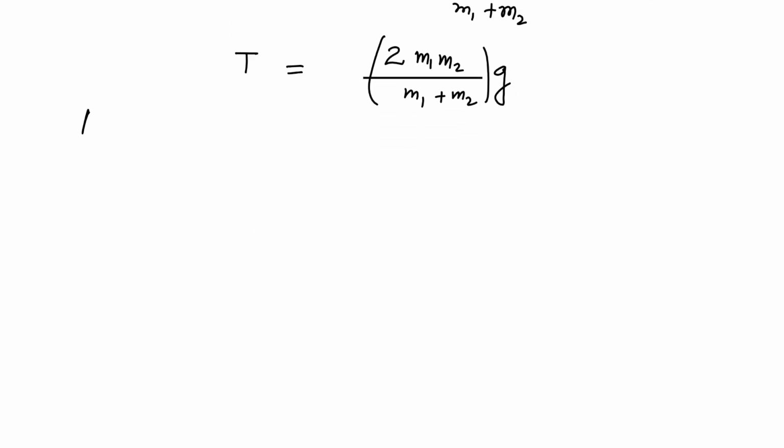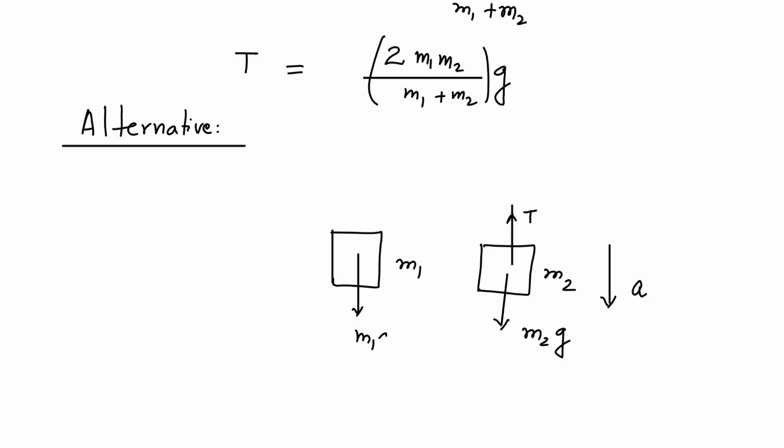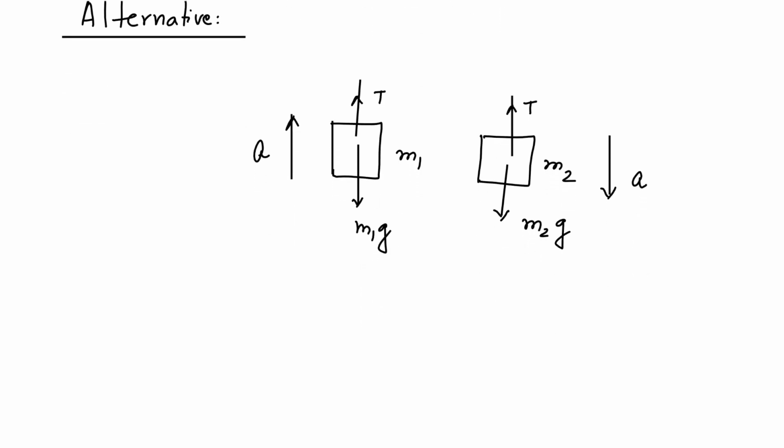If you wanted, you can also solve by writing the equation of motion separately. That is an alternative method. So in the alternative method, what you will do is you will consider this mass m2, and on this block forces are tension and m2g acting in the downward direction, and this block is going in the downward direction with acceleration a. On this block, this is m1, force is m1g, and this block is going up with acceleration a and tension is T.